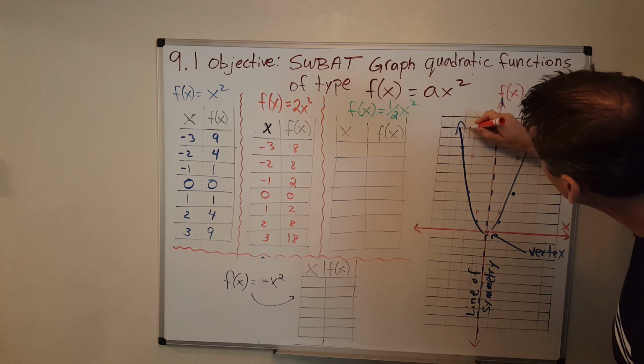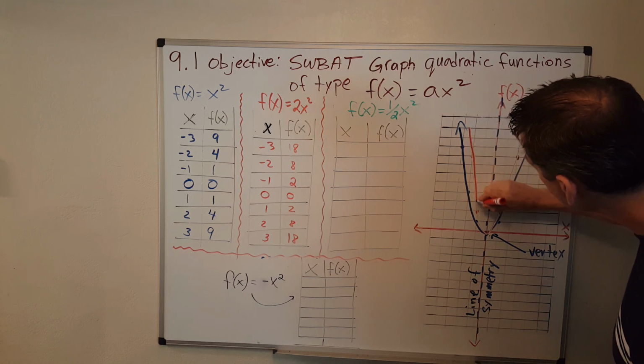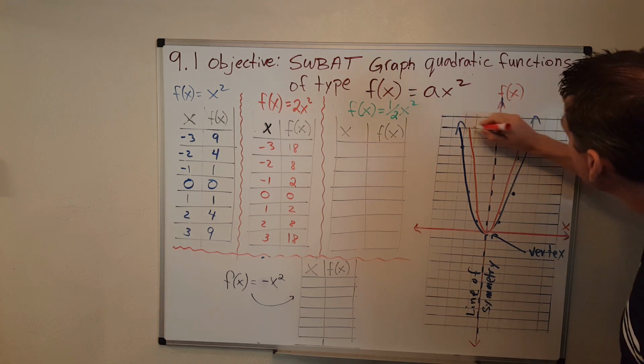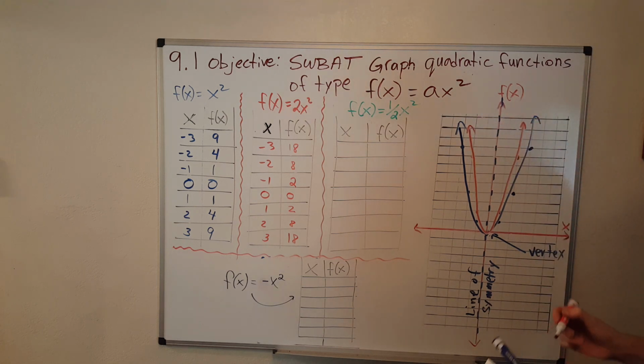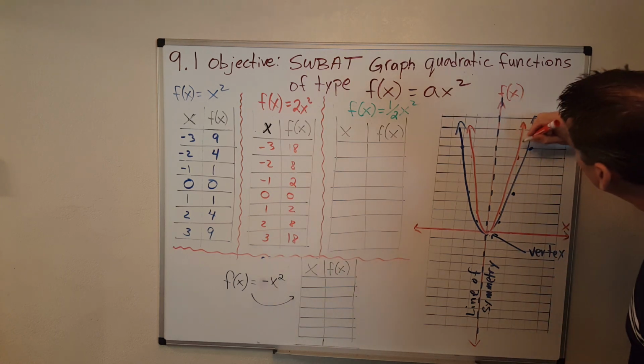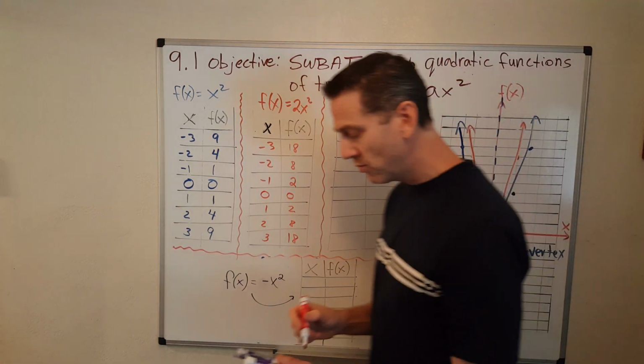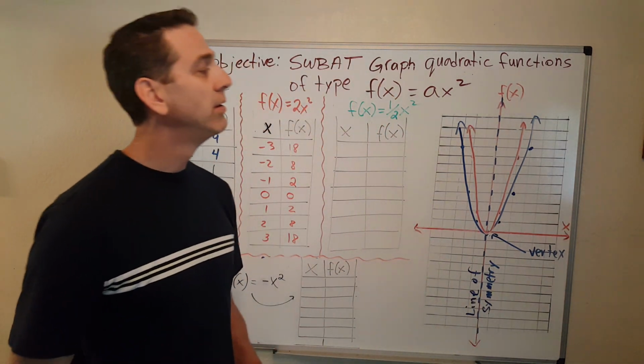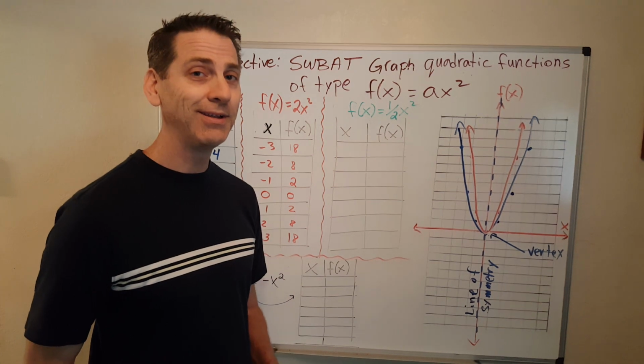Let me make that a little thicker. All right, so there is f of x equals 2x squared. What happened to my graph? Well, it got thinner, didn't it?